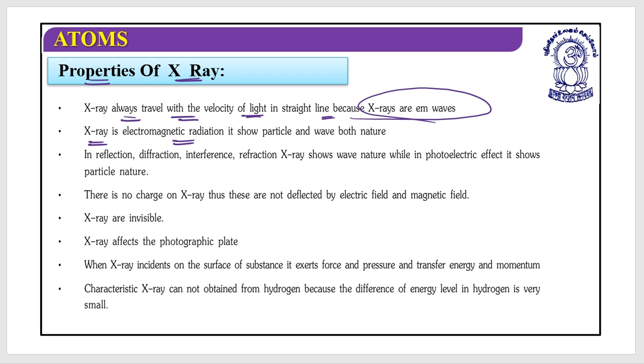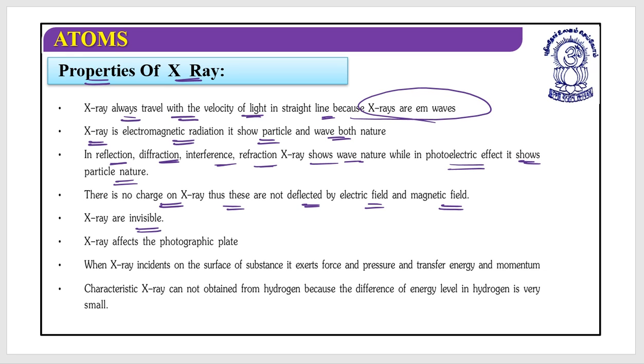X-rays are electromagnetic radiations. They show the particle nature as well as wave nature. They represent both natures. In reflection, diffraction, interference, and refraction, X-rays show the wave nature, while in the photoelectric effect, they show the particle nature. Next, there is no charge on X-rays, thus there is no deflection of X-rays by electric or magnetic field.